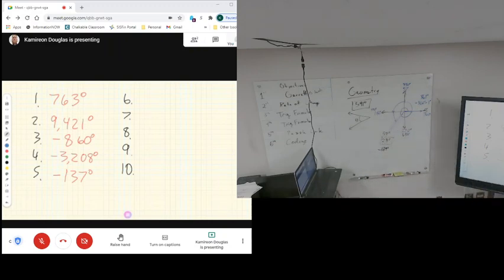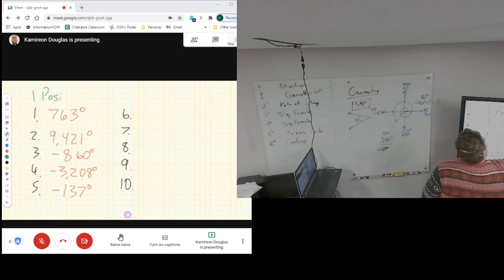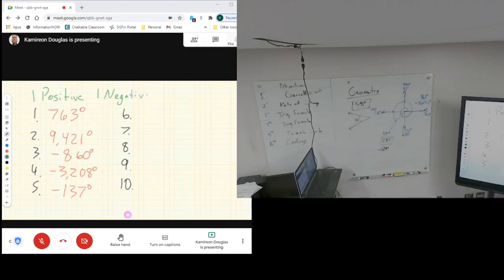We don't have to make them inside the unit circle, do we? No, but there better be one positive and one negative. Okay, cool. But we have to have the reference angle as well. Okay? So, same instructions as on our quiz. One positive coterminal. One negative coterminal. And the reference angle.